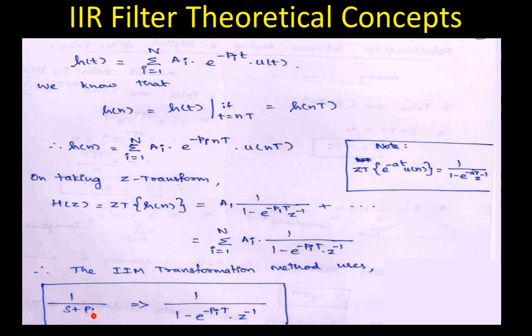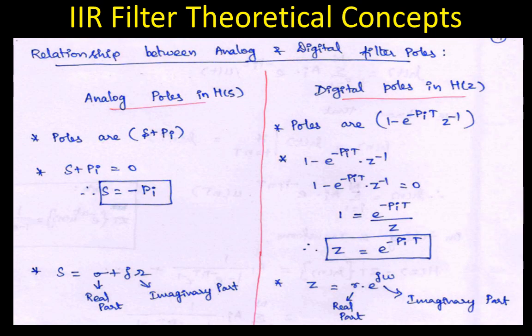So your impulse invariant transformation, the first formula, can be represented as: wherever you see 1 by s plus p i in the format of analog transfer function, you can directly convert it into 1 by 1 minus e power minus p i into T z power minus 1. So this is the end of the first derivation of the impulse invariance method. So let us see a comparison.